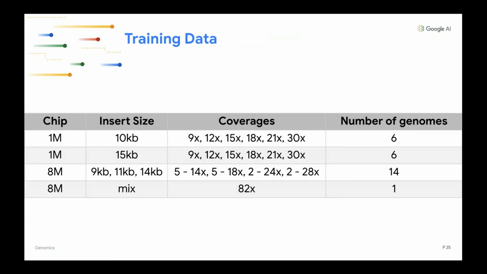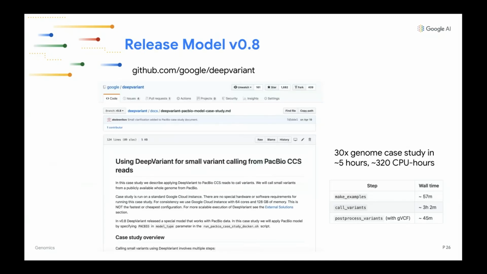Working with PacBio, thanks to some of the data they provided, we trained models that have a mix of different chip types, of different insert sizes, and of different coverages, spanning from 9-fold coverage to 30-fold coverage, and then we had one with 82-fold coverage to be able to cover that high amplicon case. So this created many hundreds of millions of training examples across 27 different genomes. So this resulted in a release model, version 0.8, which we put out in April.